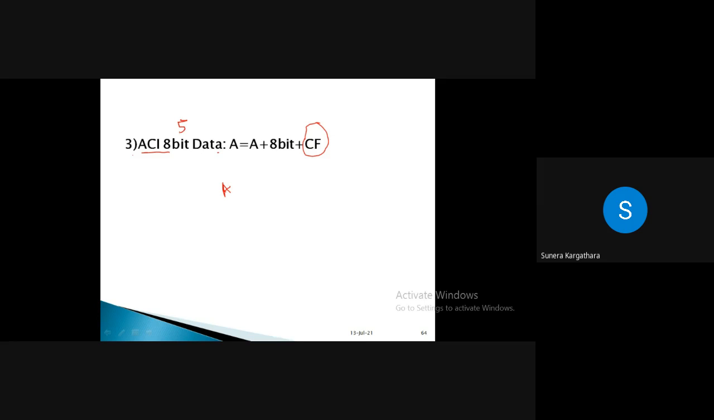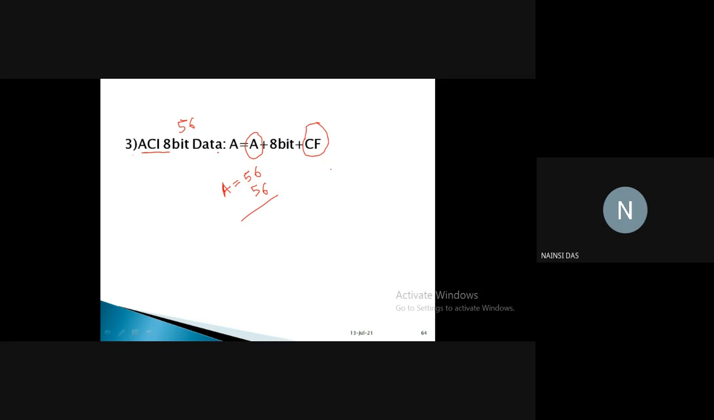ACI 56. What is the content of the accumulator? 56. And the 8-bit data is 56H, that is also 56. Okay, so now what is the result? Before execution, the accumulator data is 00. No, you just keep any data, Nancy.